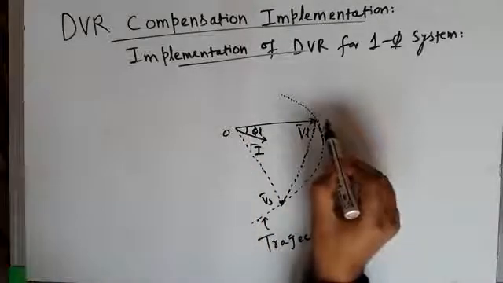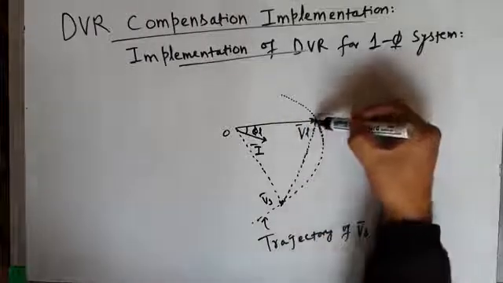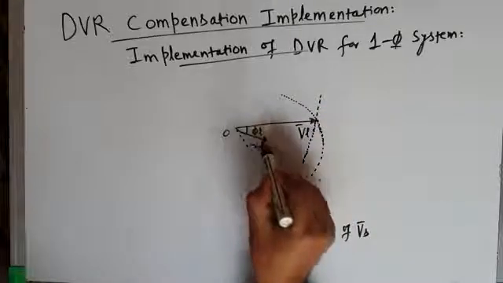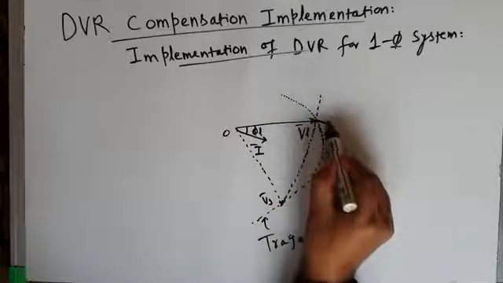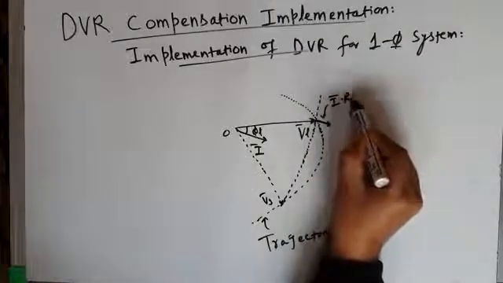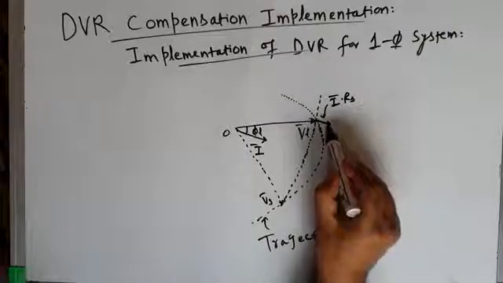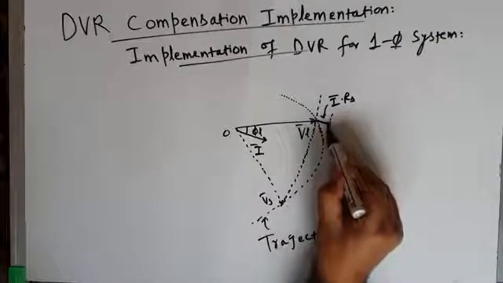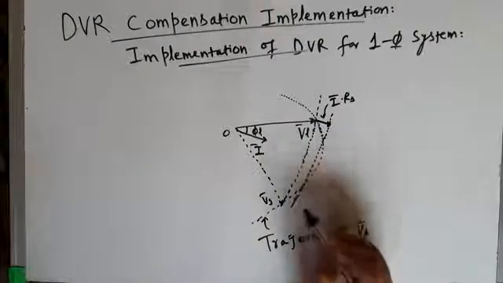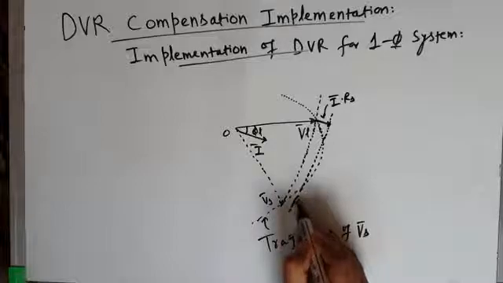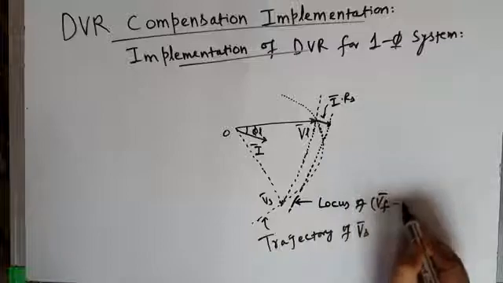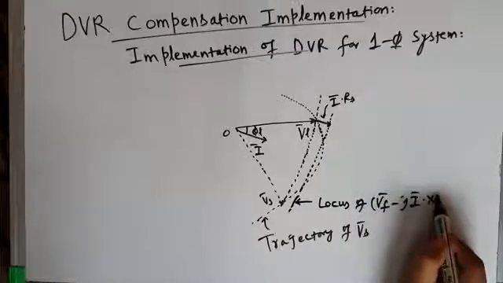Vs. Let us assume the system has some resistance, feeder resistance is there, and feeder resistance voltage drop is in phase with the current. And suppose this is feeder resistance voltage drop. This is I into Rs. Rs is the feeder resistance, series resistance of the feeder. Then this is the locus. I will write here, this is the locus of Vf minus jI Xs.